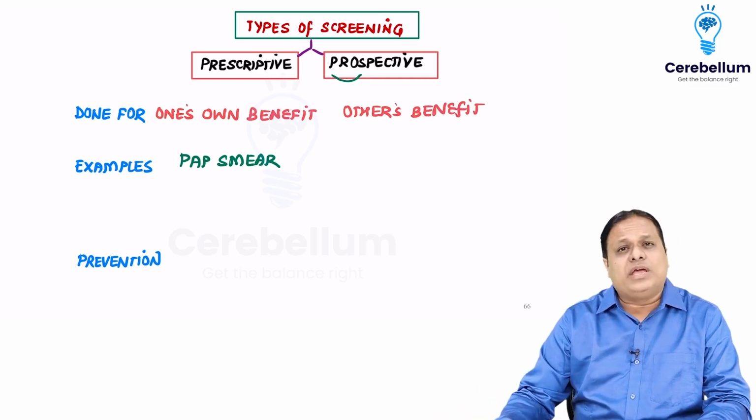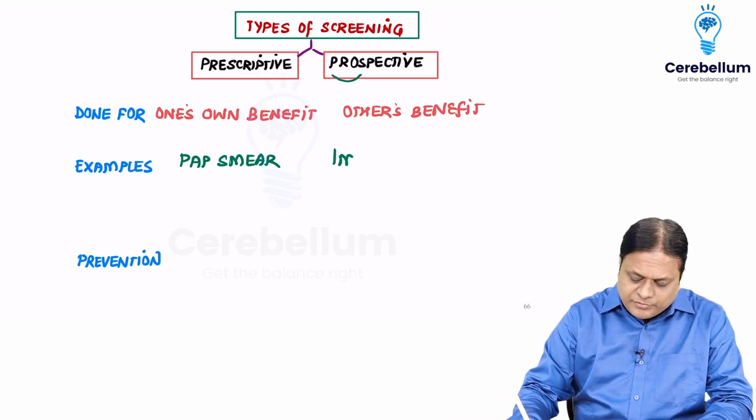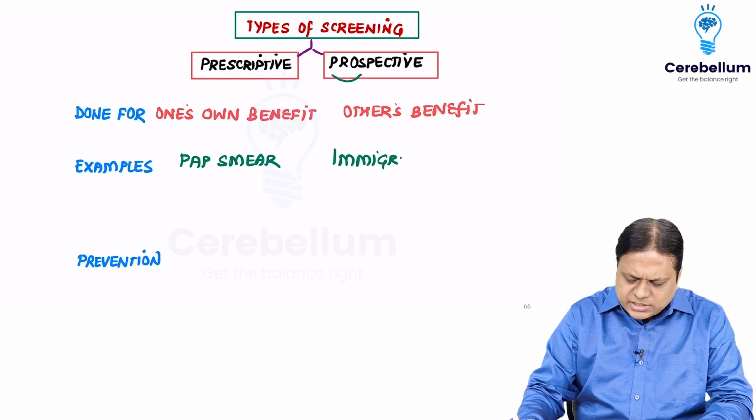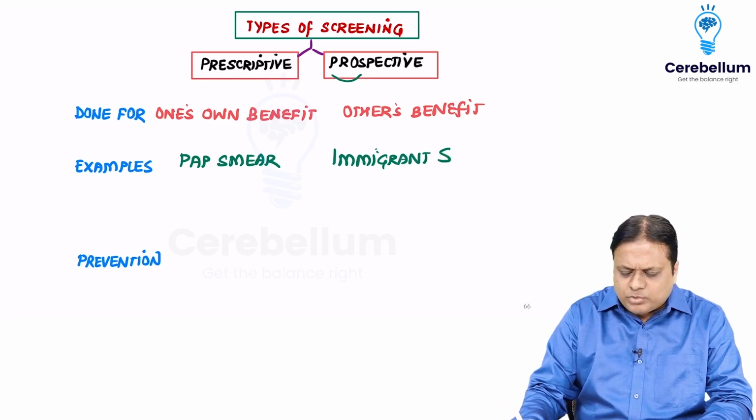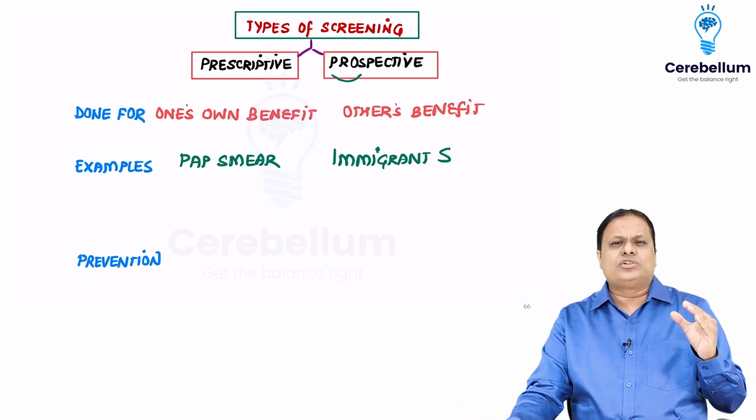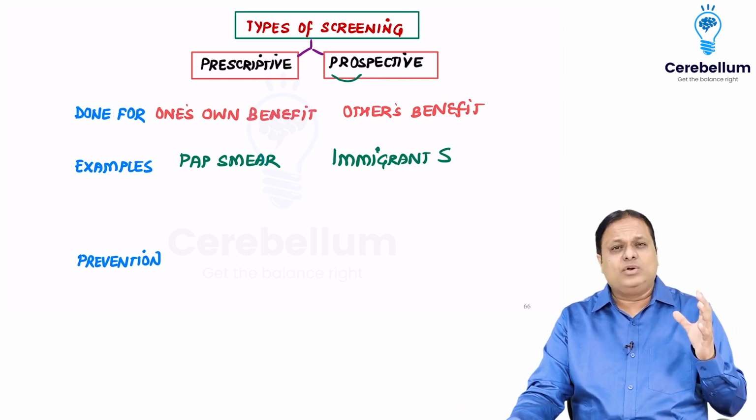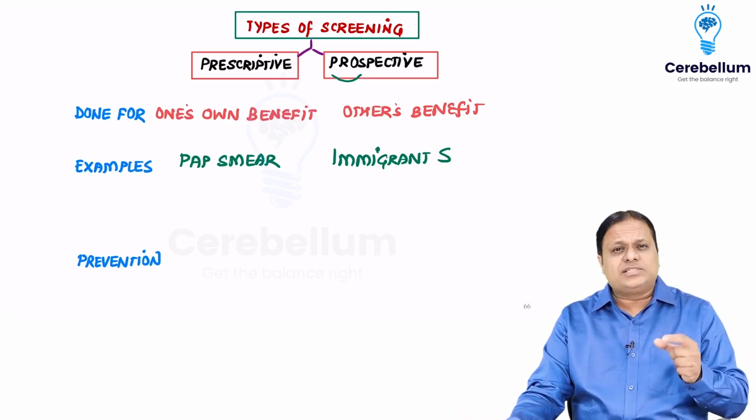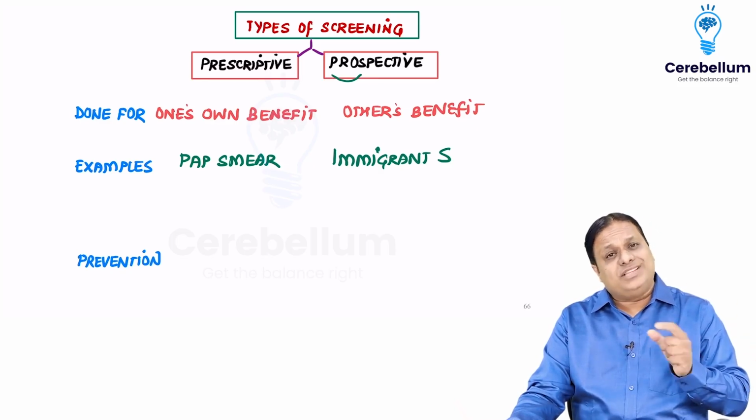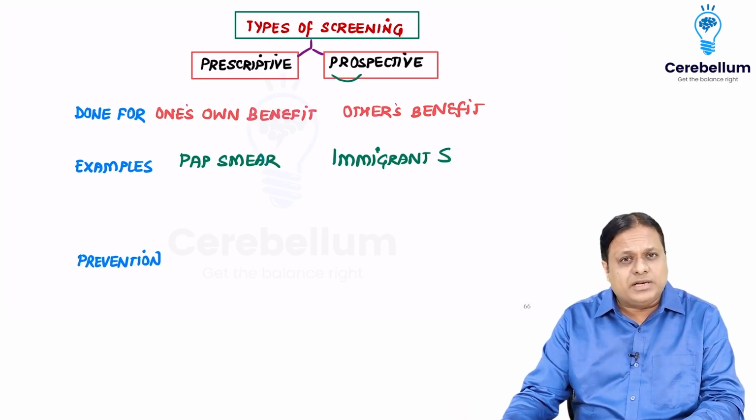Take an example, look at immigrant screening. When an immigrant is screened at an airport, then the authorities are actually not so much concerned about the immigrant. They don't want the immigrant to bring a new disease to their country. So it is done for the benefit of the population of that country, not for the immigrant's benefit.